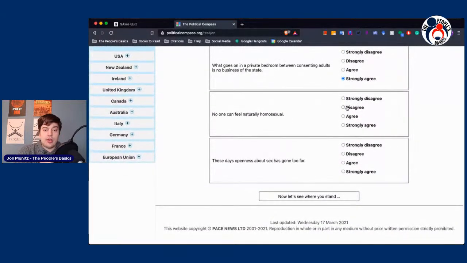Next, no one can feel naturally homosexual. Strongly disagree. This is a very common phenomenon through the natural world. So please, if you think it's unnatural, shut the fuck up. Okay, next one. These days openness about sex has gone too far. Oh, these days openness about sex has gone too far.